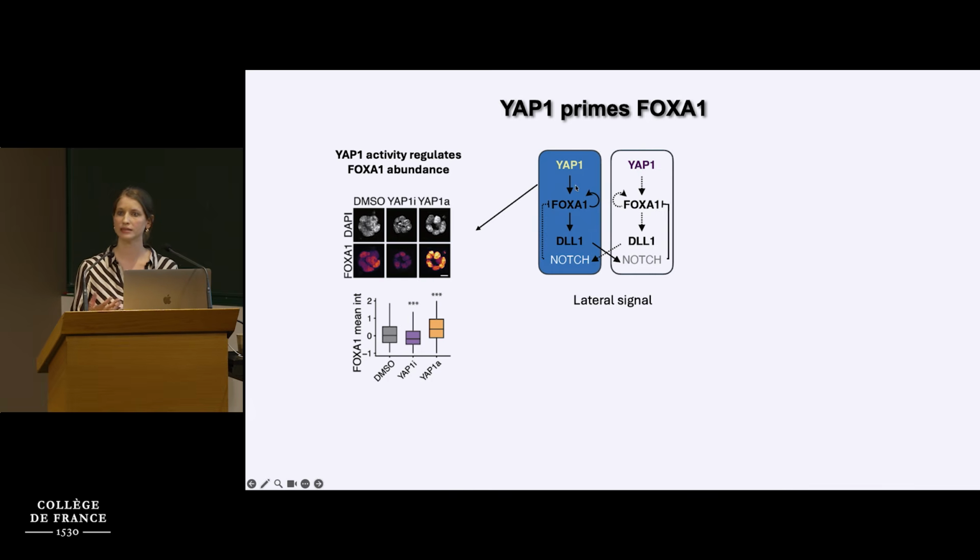And so from chromatin data of ChIP-seq, we also know that YAP perturbation or high YAP activity allows more binding of FOXA1 to the transcription landscape, as well as on the antibody staining level, where we look at the abundance of FOXA1. We find that in the case of YAP inhibition, there are reduced FOXA1 levels, while in the case of YAP activation, we see more FOXA1 levels. And this shows, together with the chromatin data, that YAP1 indeed primes FOXA1 for later delta activation.